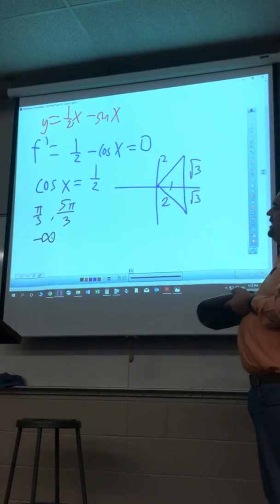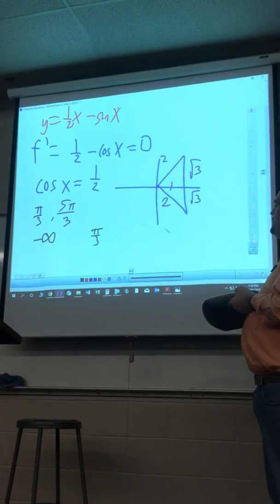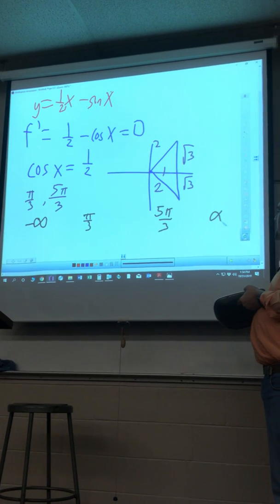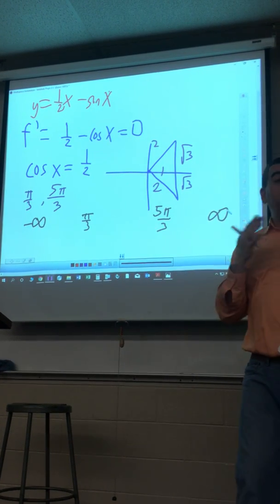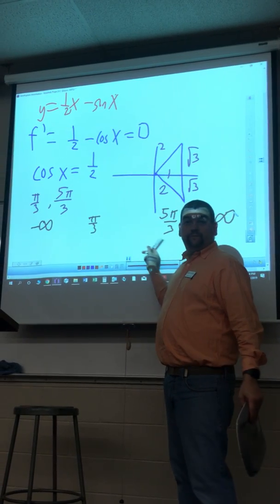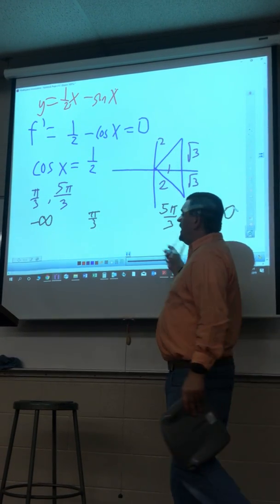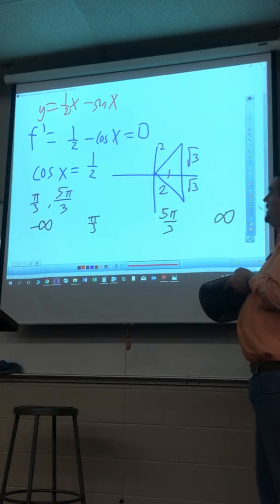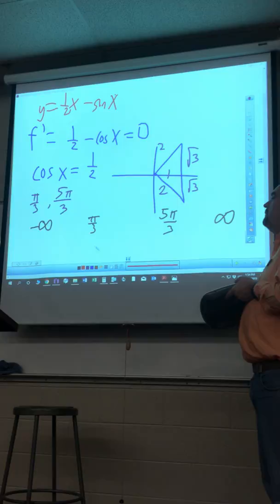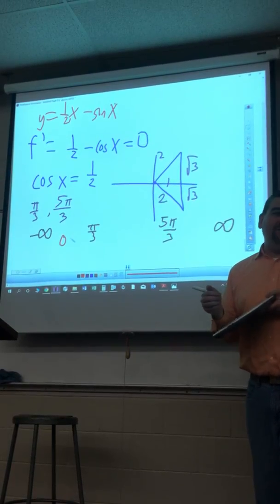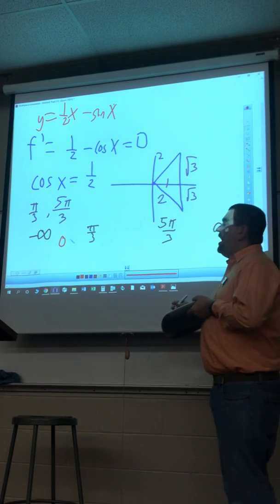So from negative infinity to, which is the first one? Pi over 3. From pi over 3 to 5 pi over 3. From 5 pi over 3 to infinity. You need to find values in between those, because if you plug in pi over 3 and 5 pi over 3, you get 0. That doesn't help us tell if it's positive or negative. So now think of trig numbers. What trig number is a good one between negative infinity and pi over 3? 0, yay! You can say pi over 2 if you want. 0 sounds good to me.